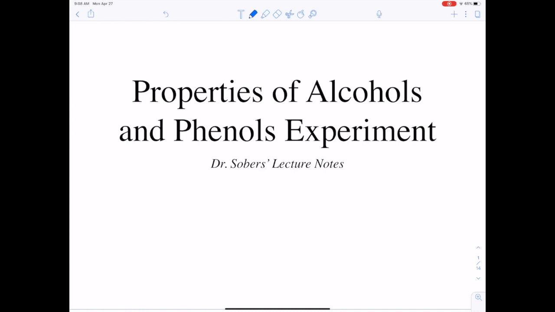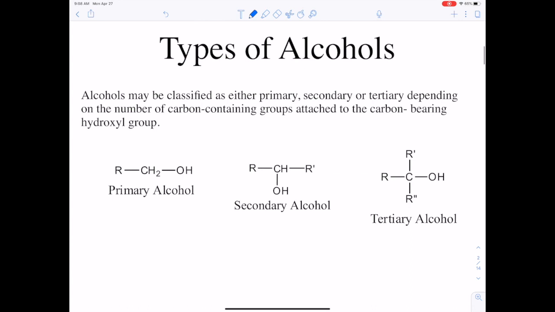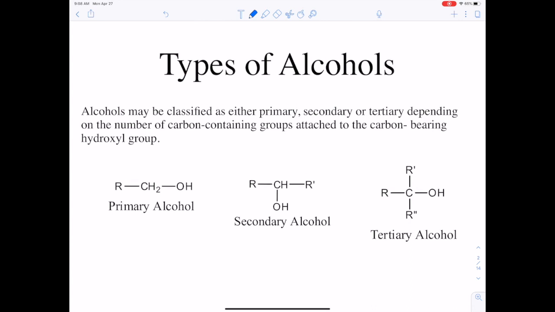Okay, we're going to take a look at alcohols and phenols in the context of a laboratory experiment and consider physical and chemical properties of these compounds. So first of all, for alcohols, there's a classification of alcohols.